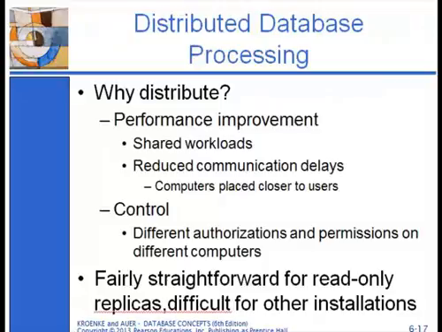So why would we want to distribute our database anyway? One of the big reasons is performance. If the workload is shared among multiple computers, our performance improves over what a single computer can deliver. Also, with multiple data centers located across the country or even across the world, we can reduce communication delays by placing the computers nearer to the users. Another reason to distribute is control. We can have much more control over authorized users and permissions by putting certain ones on one computer and others on a totally different computer.